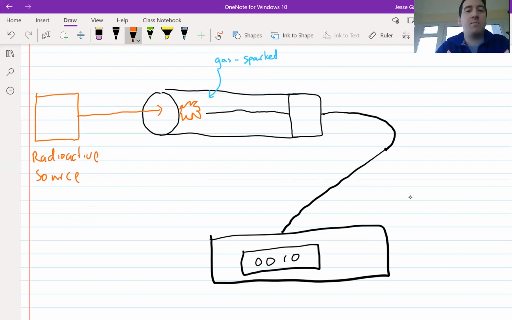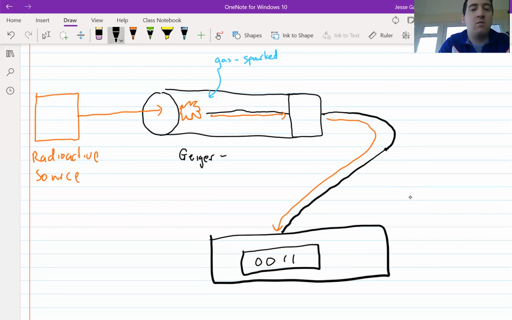When that spark occurred, an electric current would be generated, which would flow along the electrode and down the wire, and it would be counted here. Each time a little current moved through the wire, it would send this counter up. So it would go up to 11, 12, 13, and so on. The dial was able to show how many sparks had been detected. We call this device a Geiger-Muller tube, after the two people who found it.